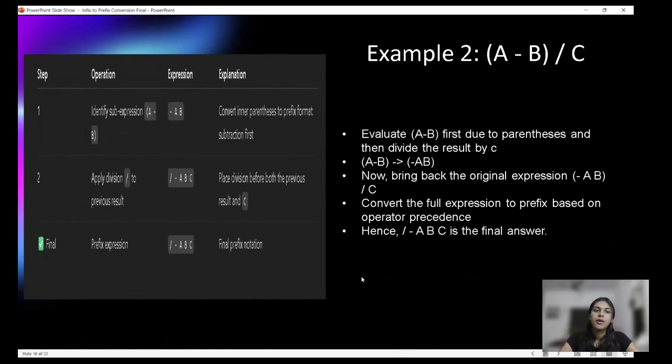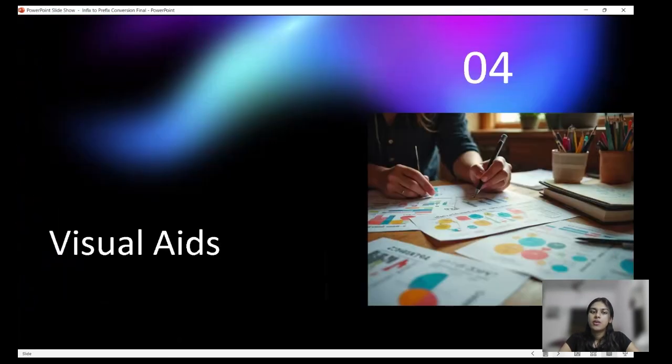So here it's also a visual representation. So you identify your sub-expressions first, which is A minus B, then you convert the inner parenthesis to prefix format. Then you apply the division and place it before the previous result, and then you get your final prefix notation. Now here is our visual representation in a stack.